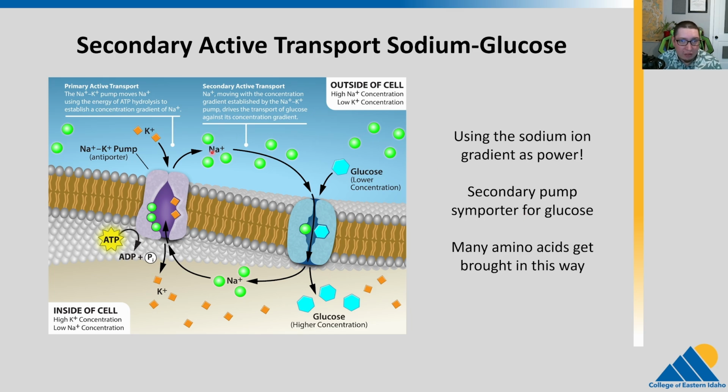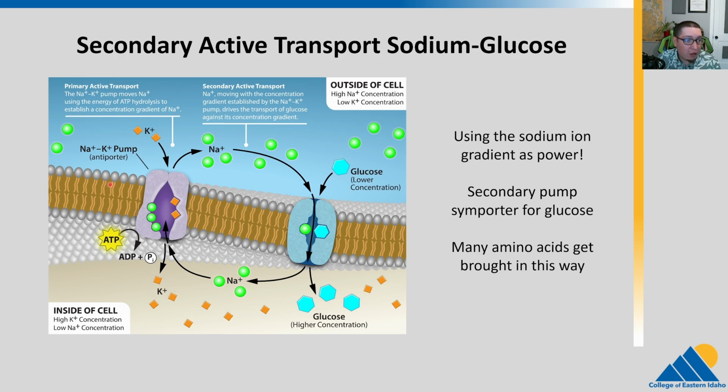Another example of this is the sodium glucose transporter. This one is very important if you've ever drunk a sports drink, okay? So something like Gatorade or Tailwind sports drinks. They have a large amount of glucose in them. Part of that's for energy, but the other thing they have is sodium, which is an important electrolyte when you're doing physical activity. Particularly long distance running, you tend to lose a lot of sodium, so you need to replenish that.